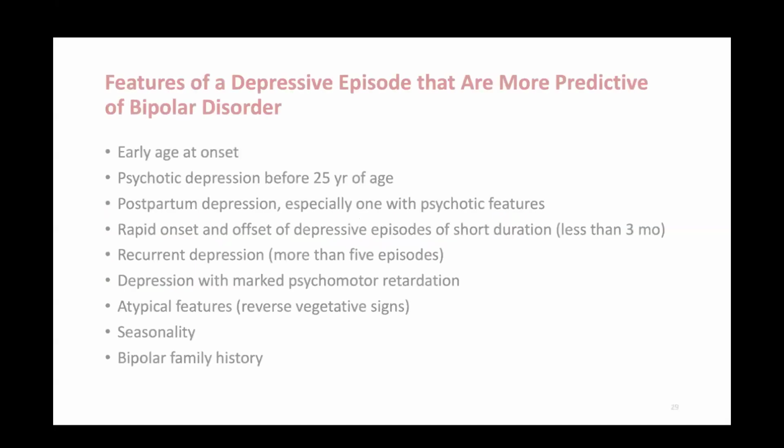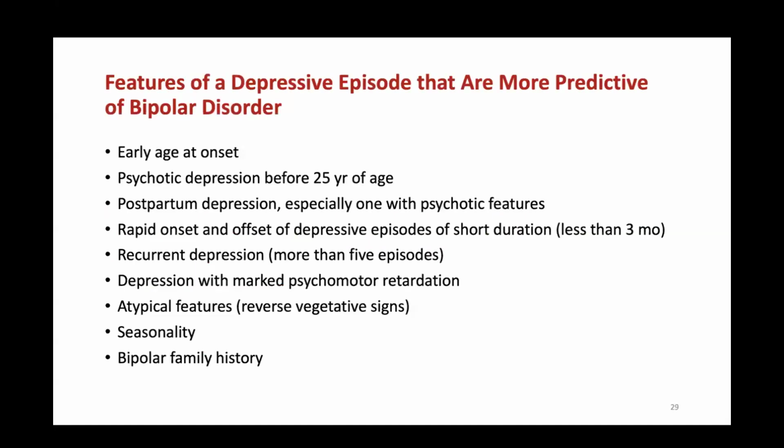Now, this was based on the age of onset, duration of symptoms, and all. Now, differentiation based on symptoms. Now, the patient presents to us. You took a history. Now, you have to also understand the symptomatology with which the patient presents. So, features of depressive episode that are more predictive of bipolar disorder. This is a very, very important slide which I wanted to share.